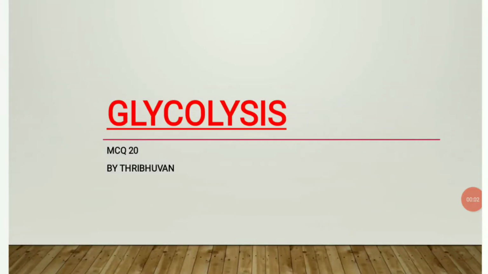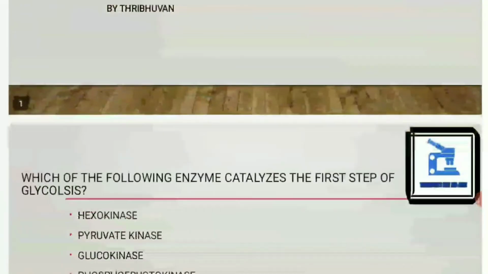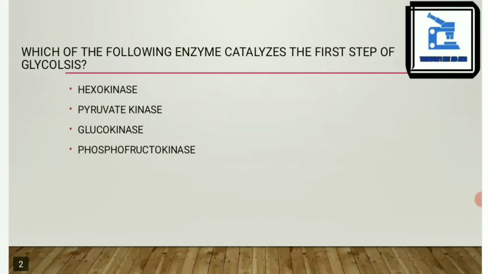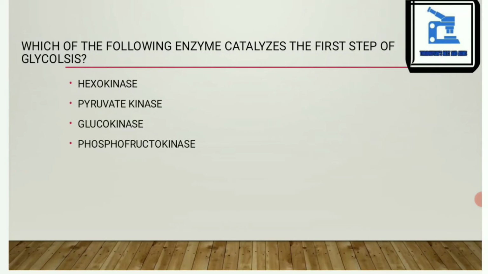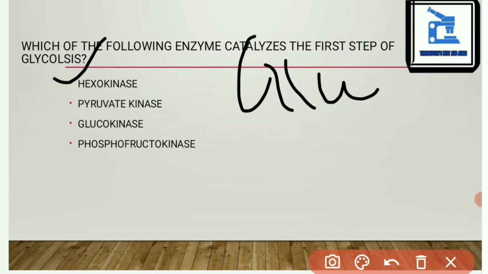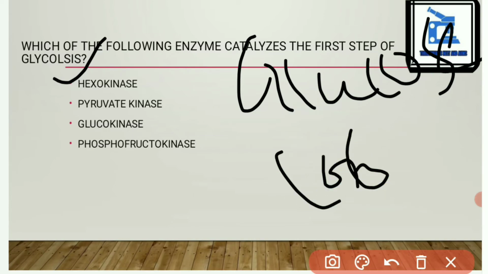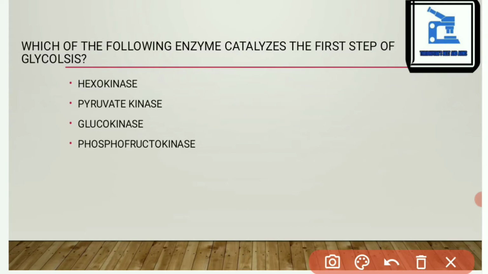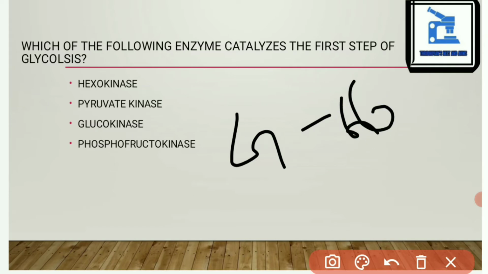Today we are going to discuss glycolysis numericals. The first numerical is, which of the following enzymes catalyzes the first step of glycolysis? The answer is hexokinase. Why? Because the first step of glycolysis is glucose to glucose 6-phosphate. The enzyme used is hexokinase.